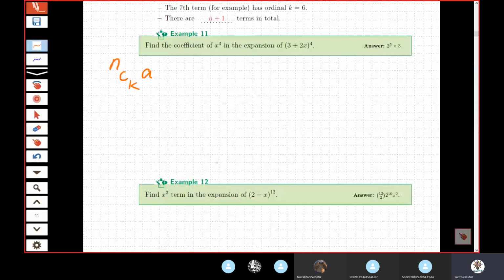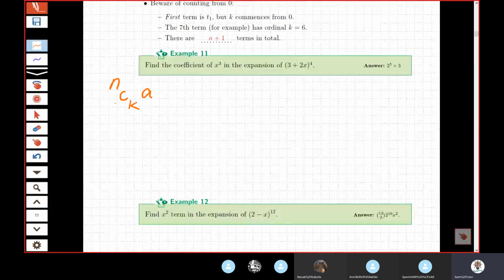Where were we? N choose k, a to the power of n minus k, and then b to the power of k. That's for any expansion of a plus b to the power of n. Like anything, any two terms. Doesn't matter what this is. Doesn't matter if it's a fraction. It's always the same thing.